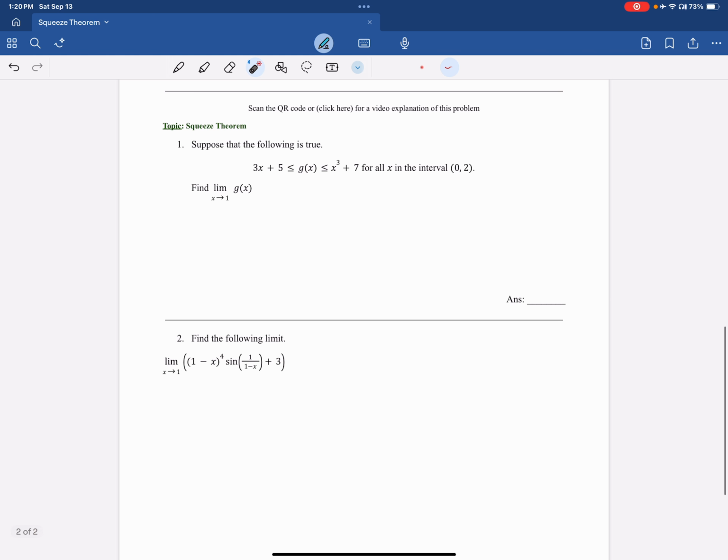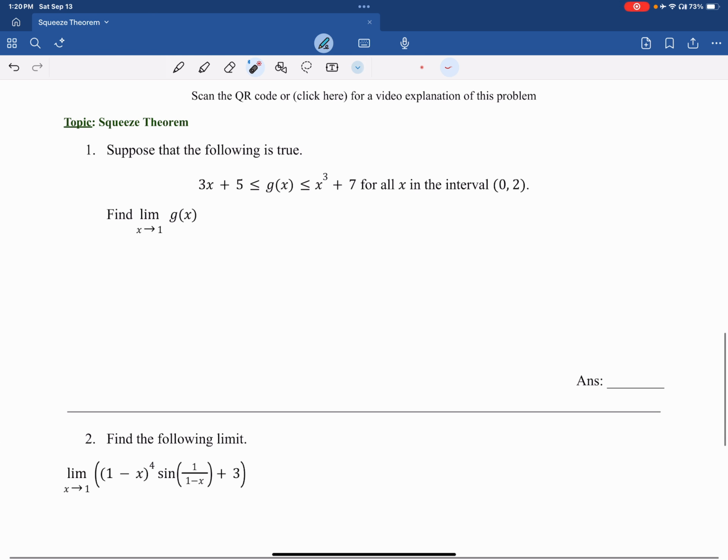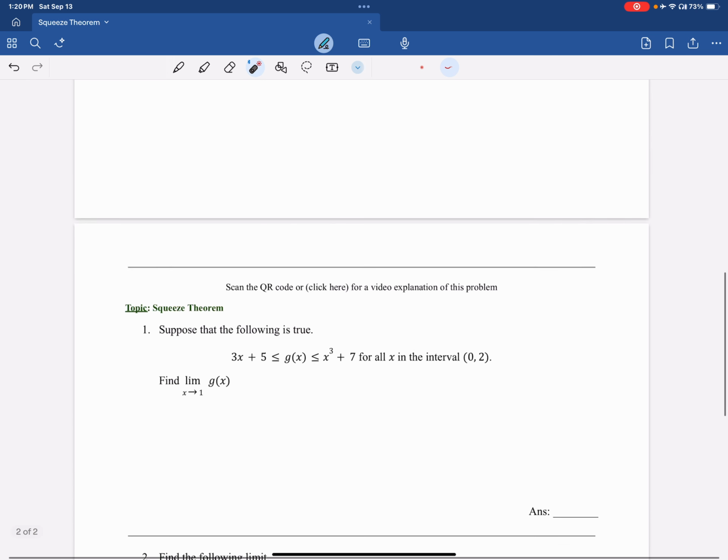Let's give it a try. It's going to be easier in practice than it is discussing it conceptually. It says, suppose that the following is true. 3x plus 5 is less than or equal to g of x is less than or equal to x cubed plus 7 for all x in the interval 0 to 2.